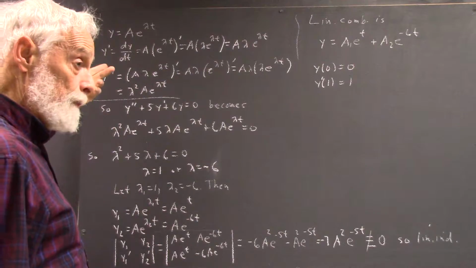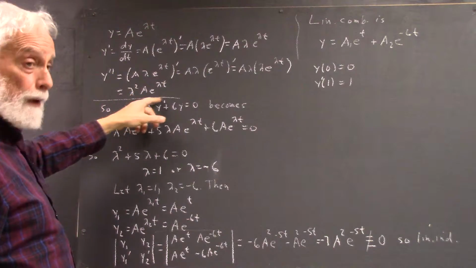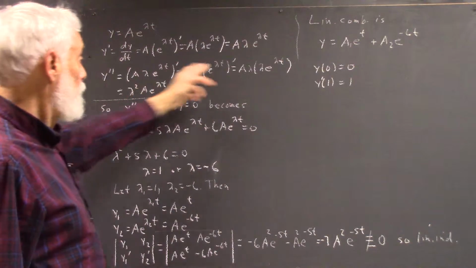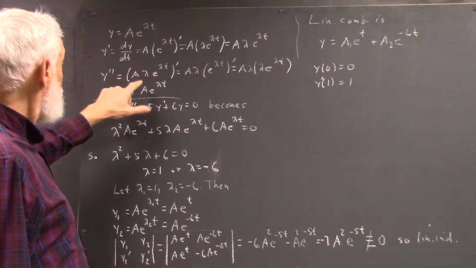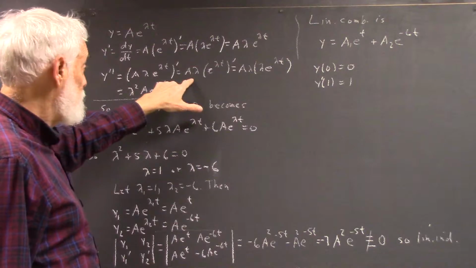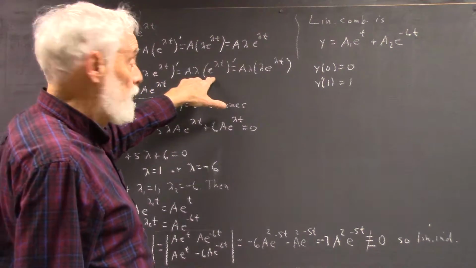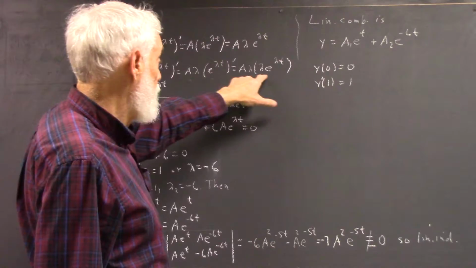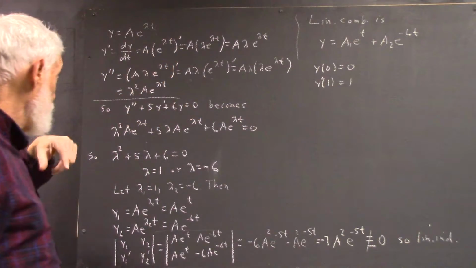y double prime is found to be lambda squared ae to the lambda t, and here are the steps. We take the derivative of the y prime. A lambda is a constant, so we factor that out, and we have the derivative of e to the lambda t, which is just lambda e to the lambda t, giving us this.